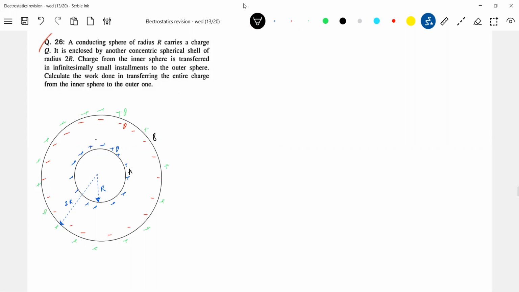So the shell B was neutral, no? So the net charge of that should be zero. Now what happened? The external agent is going to transfer this charge infinitesimally. What do you mean by infinitesimal? Small amount of charge from shell A, I'll take it and put on shell B. So finally what will happen? The whole charge will come and settle on the shell B.